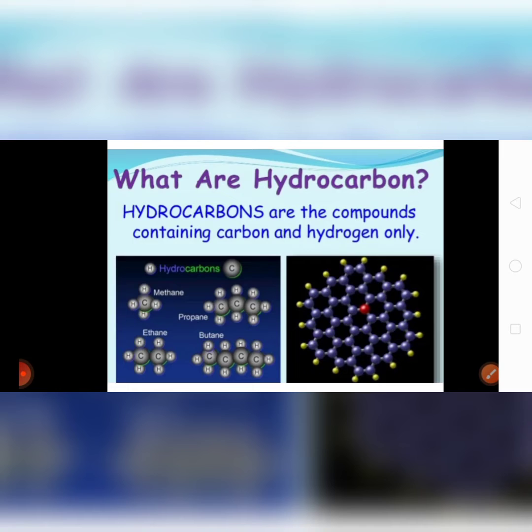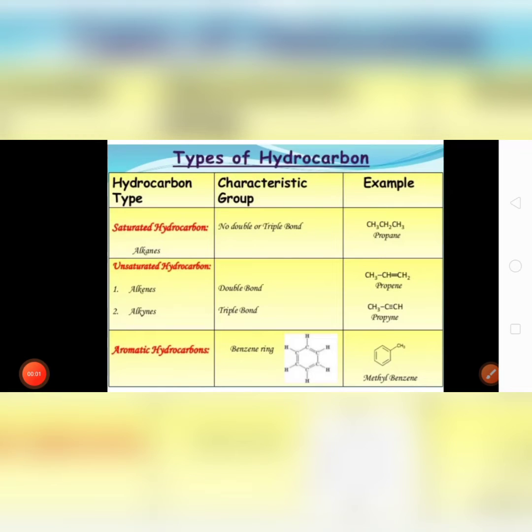For example, we have important fuels like petroleum, kerosene, coal gas, oil gas, CNG. All these fuels contain mixtures of hydrocarbons, which are a source of energy. So we can say that these hydrocarbons play a very important role in our daily life. Now let us discuss the types of hydrocarbons.